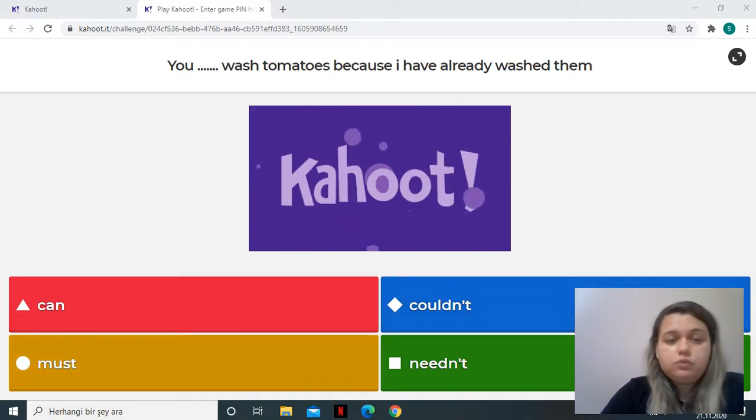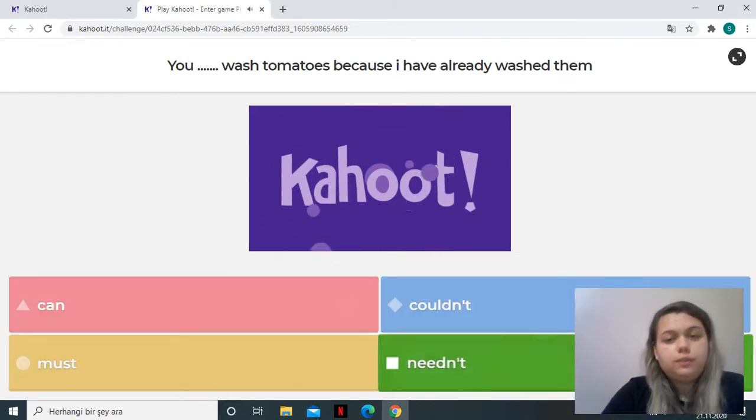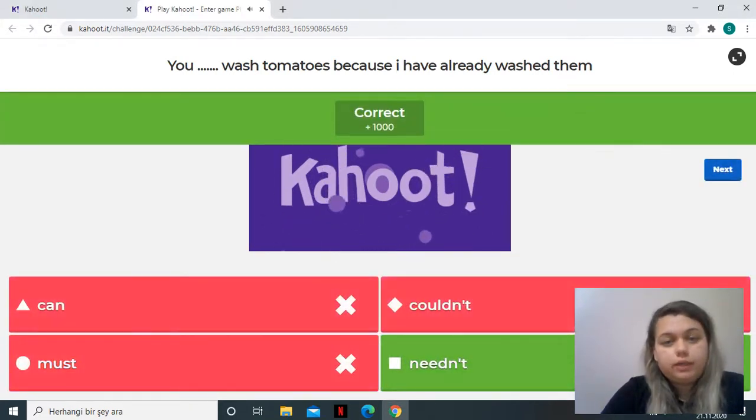We cannot use must here because must means obligation and there is no need for obligation here. The only word that we can use is needn't. Needn't means you don't need. I have already washed the tomatoes, so you needn't wash them. This is our right answer.